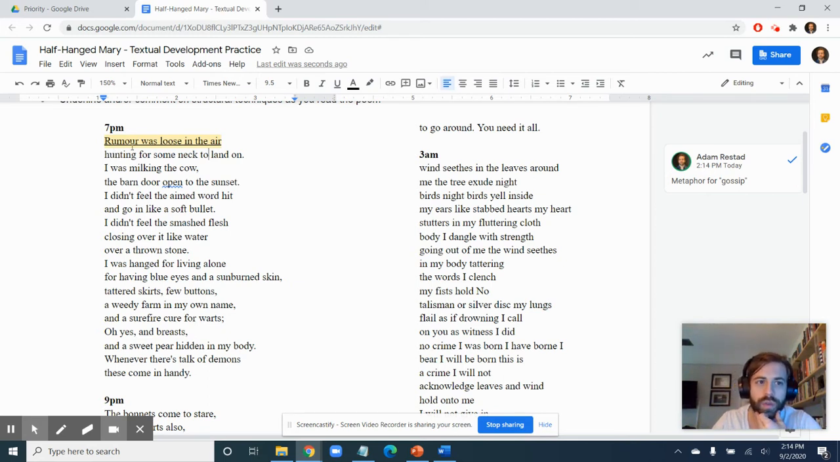Okay, so rumor's loose, hunting for some neck to land on, and I was milking the cow, the barn door open to the sunset. So we've got some nice imagery. I'm going to do imagery.